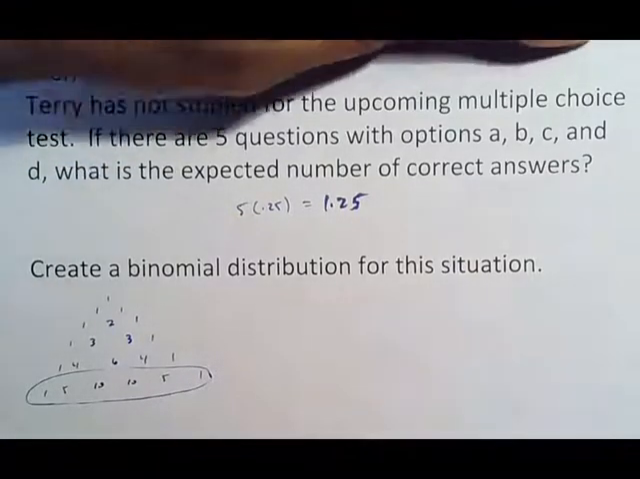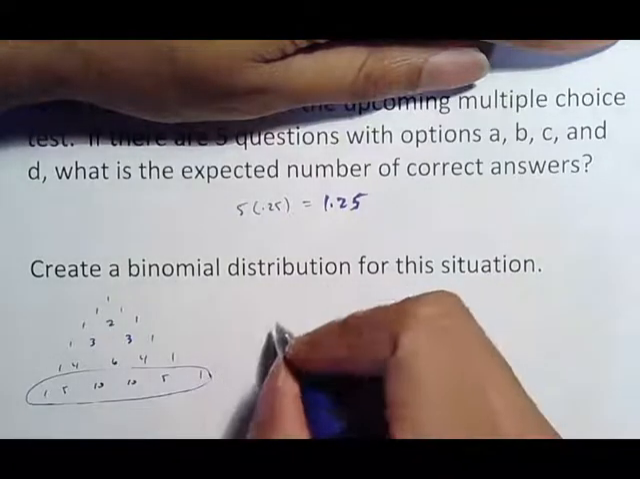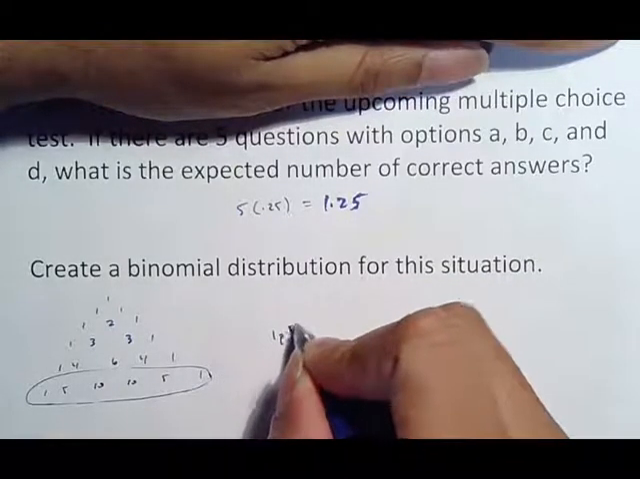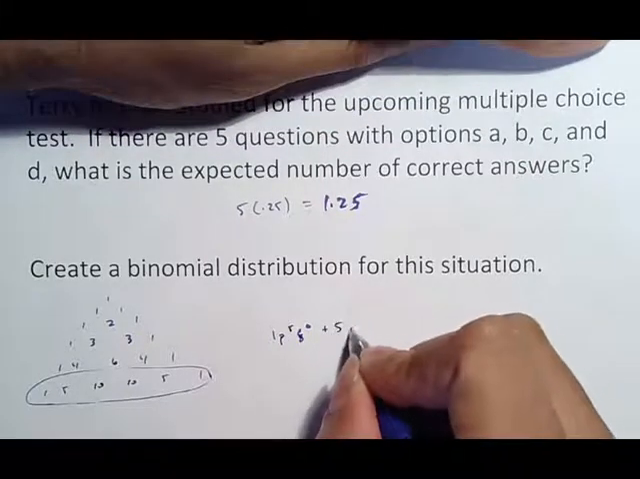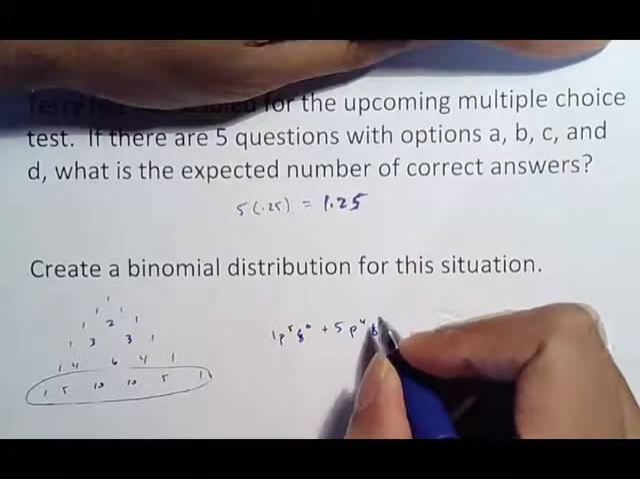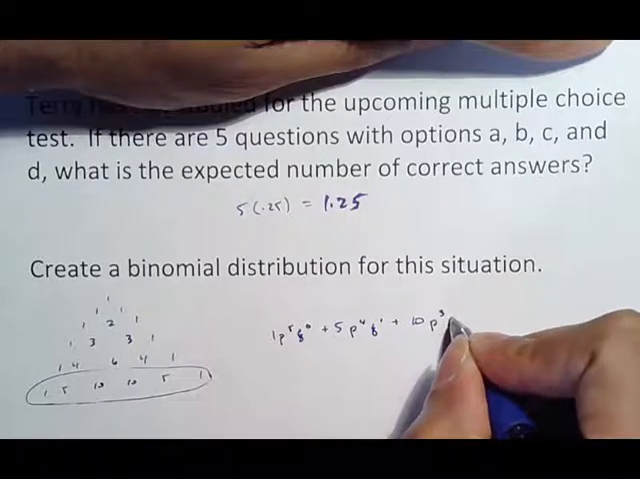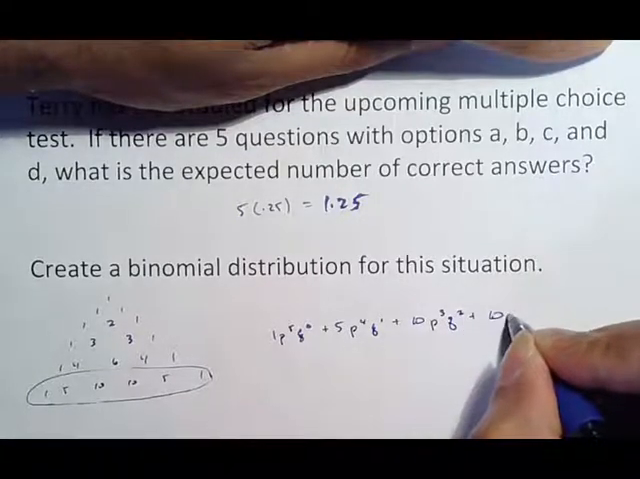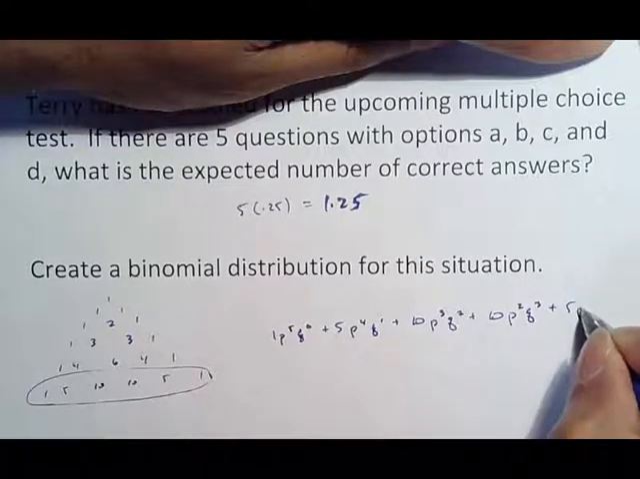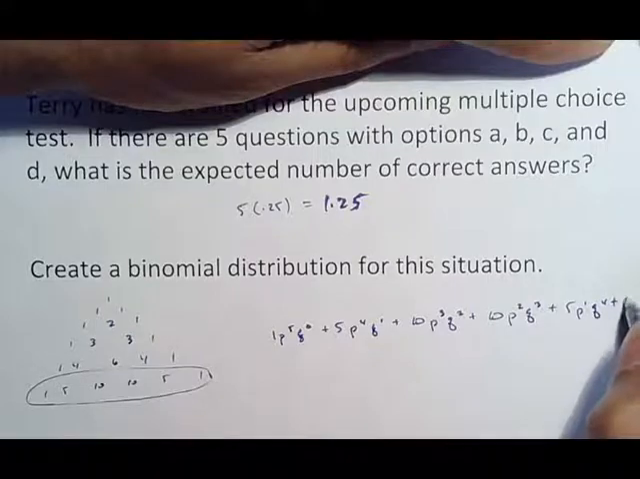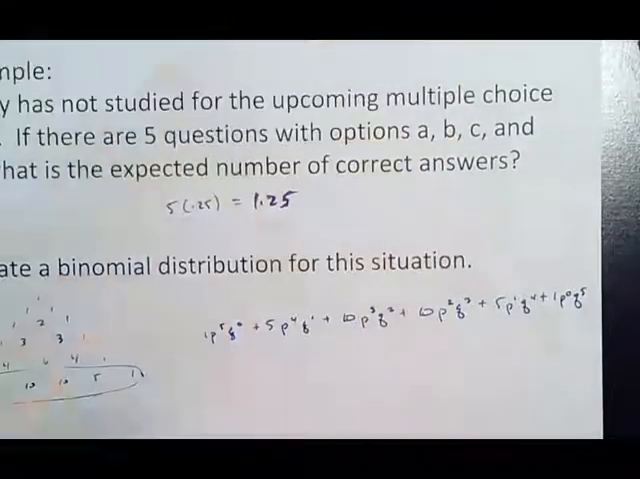which means that we want to do 1 p to the 5th q to the 0 plus 5 p to the 4th q to the 1st plus 10 p to the 3rd q to the 2nd, 10 p to the 2nd q to the 3rd, 5 p to the 1st q to the 4th, 1 p to the 0 q to the 5.